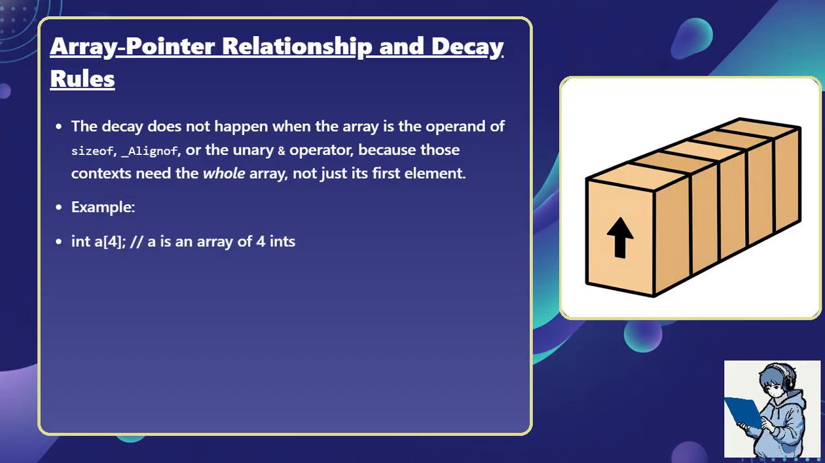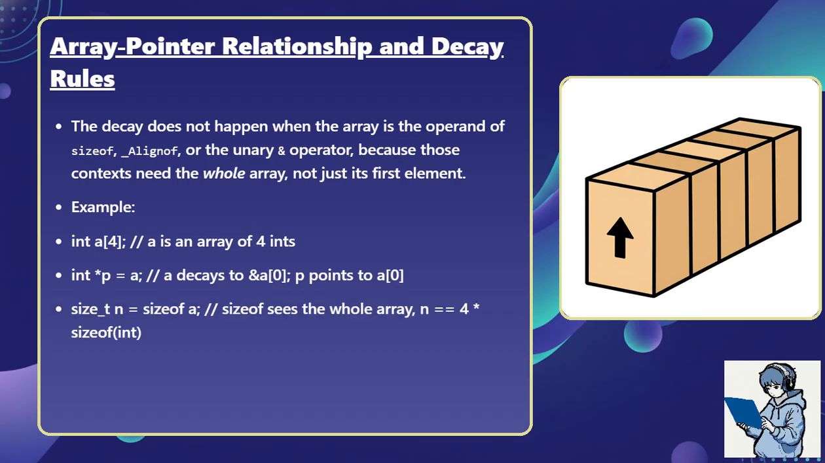Example: int a[4] is an array of 4 ints. int *p = a; decays to &a[0], p points to a[0]. size_t n = sizeof a; sizeof sees the whole array, n equals 4 times sizeof(int). int (*q)[4] = &a; q is a pointer to an array of 4 ints, not to a single int.